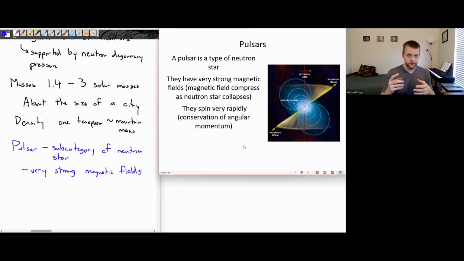And these objects are also going to be spinning very rapidly. I've already done this demo a couple of times with me holding some masses and spinning around, and when I pull my arms in, I start spinning far faster. Well, again, here we have a star core that has collapsed down to about the size of a city. So these objects are spinning very rapidly.